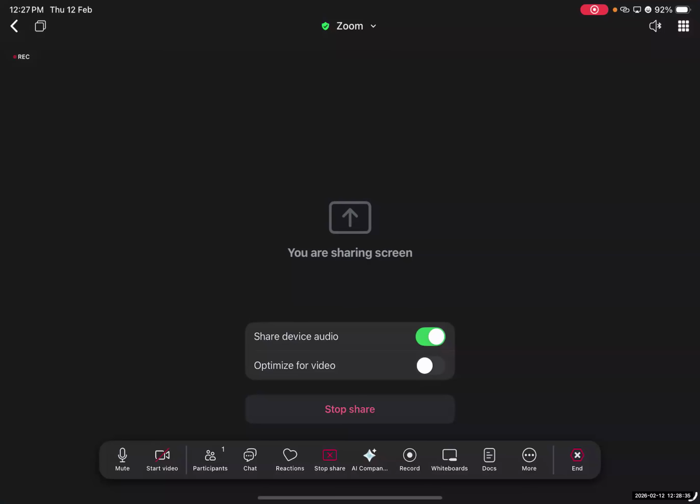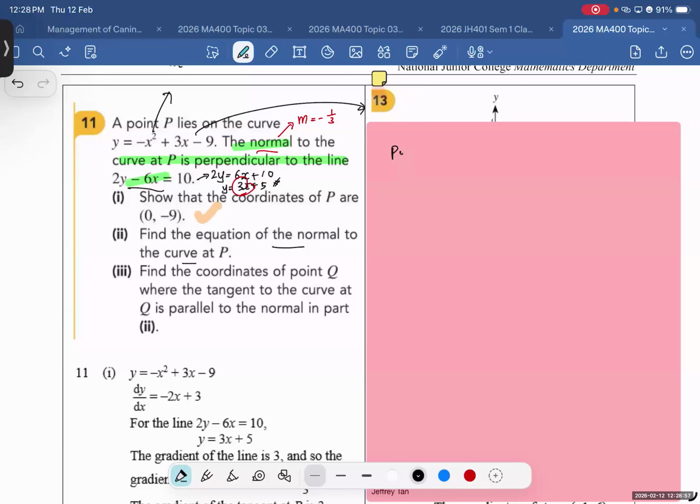What can I equate? Can I use the curve? Cannot. Yes, I use dy dx. So what I do is, my dy dx, which is negative 2x plus 3, is equals to negative 1/3. Now with that, you solve, you should get x equals to 5/3. After you get x equals to 5/3, you sub into y, then you get negative 61/9.